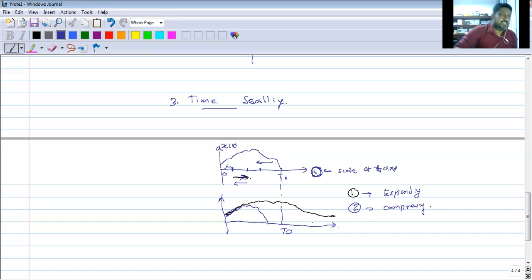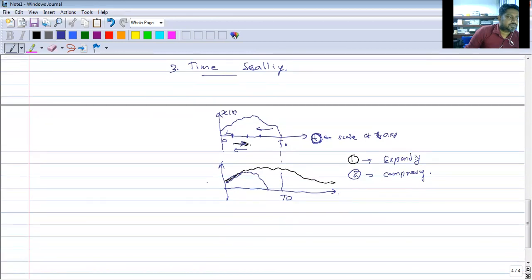Actually, in time scaling we are not going to change this distance. But you can understand it in this way. You can get the idea, you can create a picture in your mind. That is why I explain it like that, but it is not actually true. So when we are doing the examples you can see it.